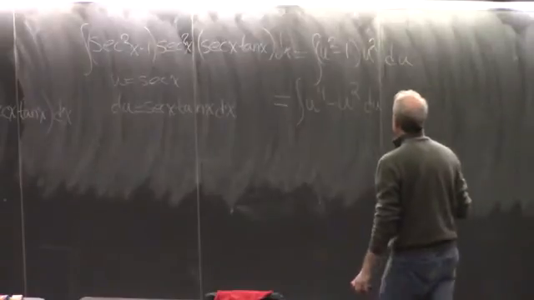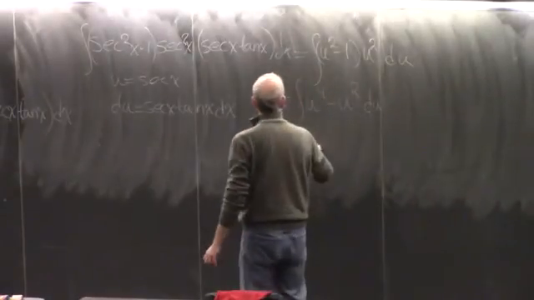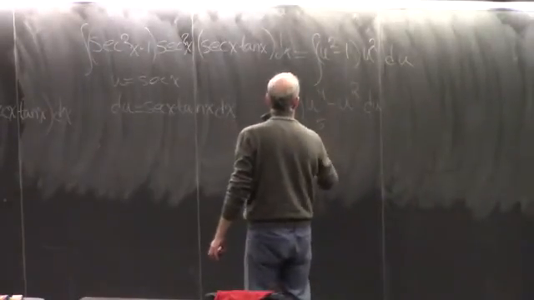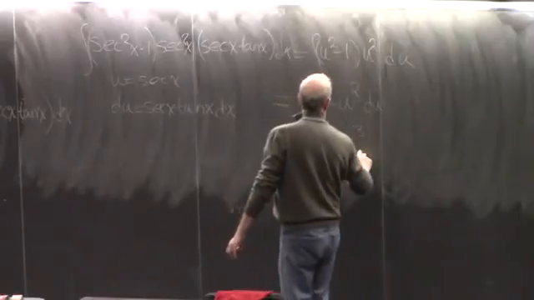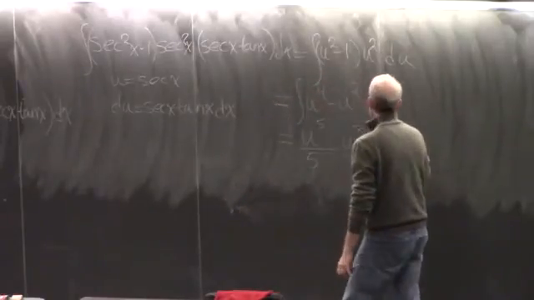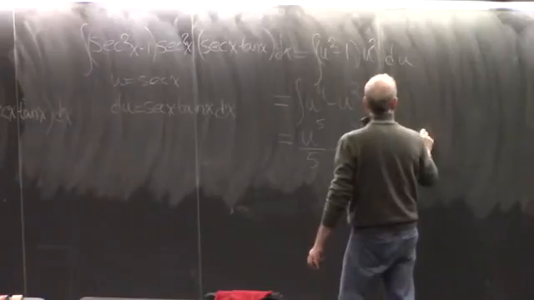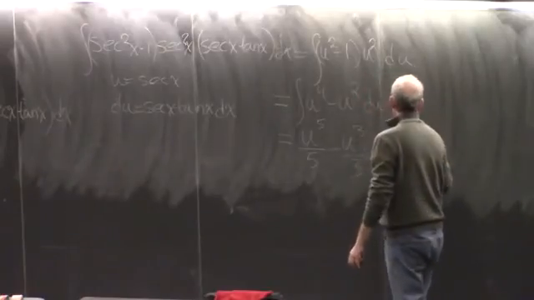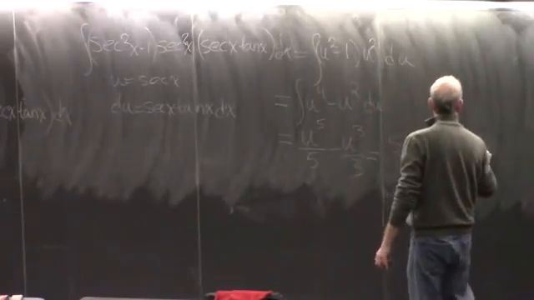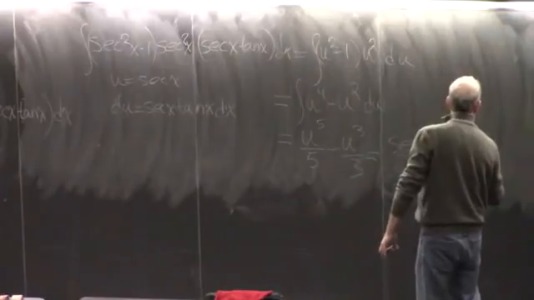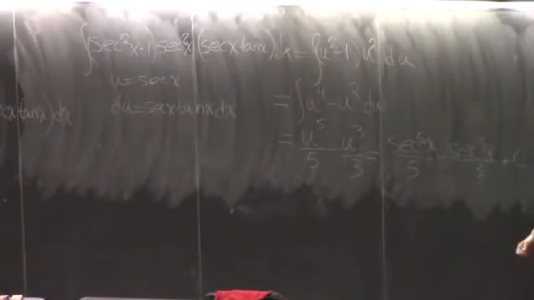Remember, the whole secant x tangent x dx gets replaced with du. That's u to the 5th over 5 minus u to the 3rd over 3. So that's secant to the 5th x over 5 minus secant cubed x over 3.